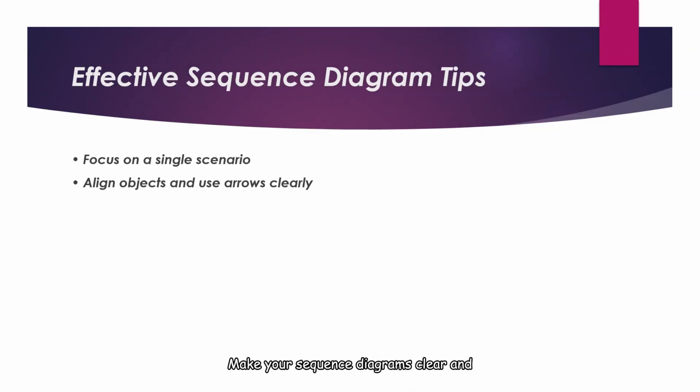To make your sequence diagrams clear and useful, focus on a single scenario per diagram. Don't try to capture every possible branch or exception. Keep it simple. Align your objects evenly and use arrowheads properly to indicate call direction. And if possible, annotate messages with details like method names or parameters to make them self-explanatory.